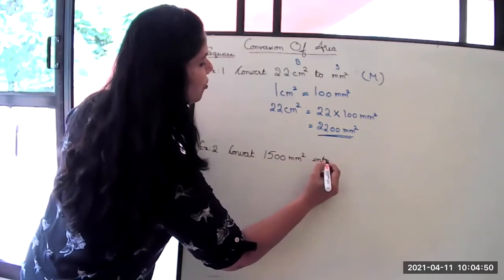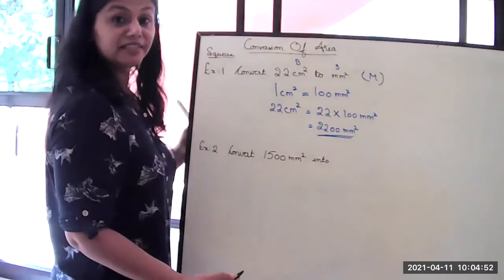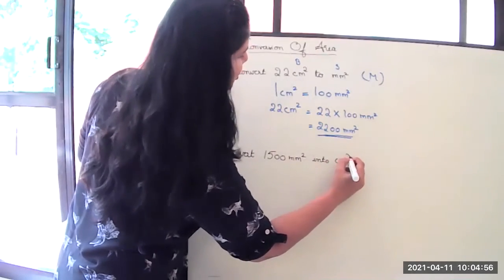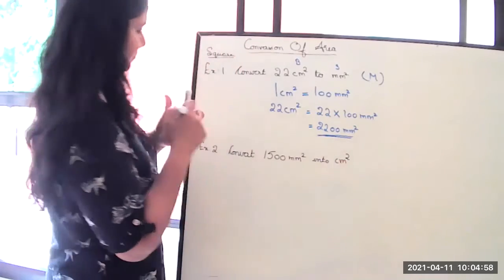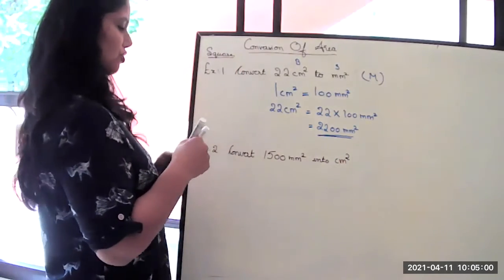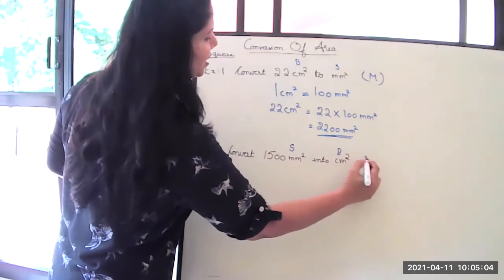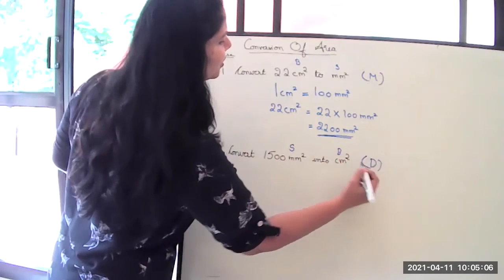So convert 1500 millimeter square into centimeter square. So this is smaller unit and this is bigger unit. So you have to divide.